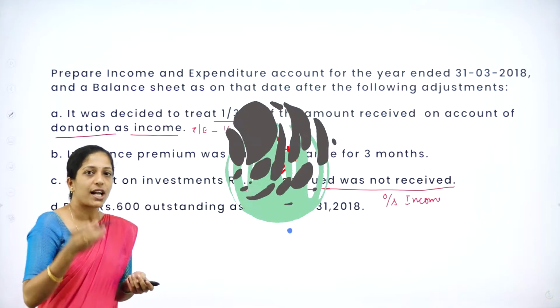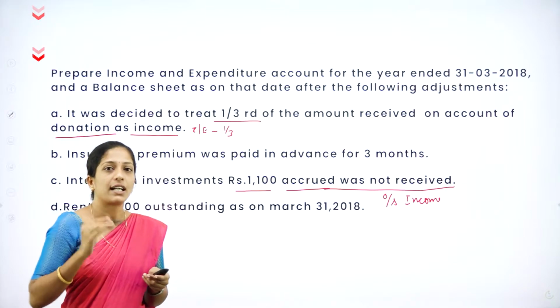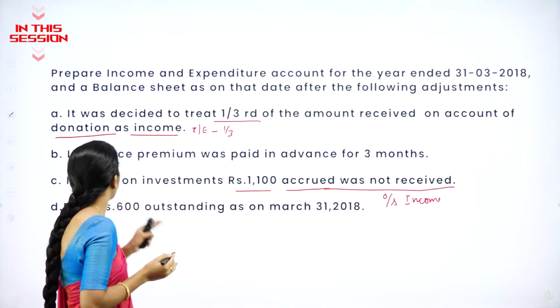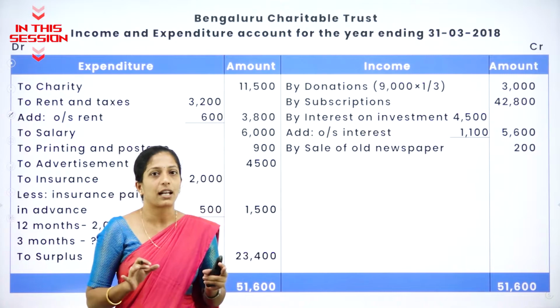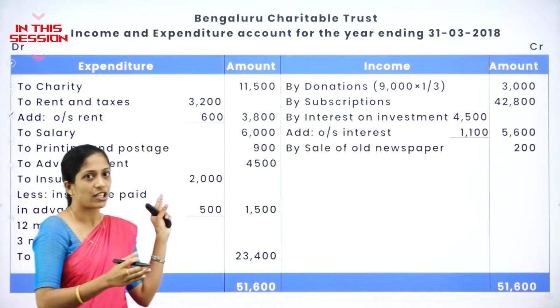Whatever is outstanding in the current year has to be added, as I told. If there is any prepaid in the current year, it has to be deducted. So we have to see the receipt and payment account. Whatever items are there in the payment side have to be written on the expenditure side.